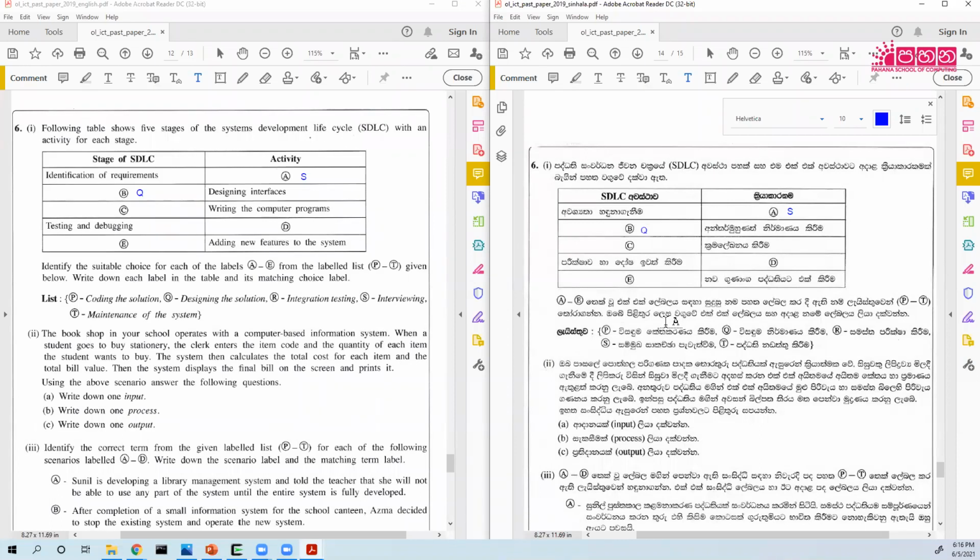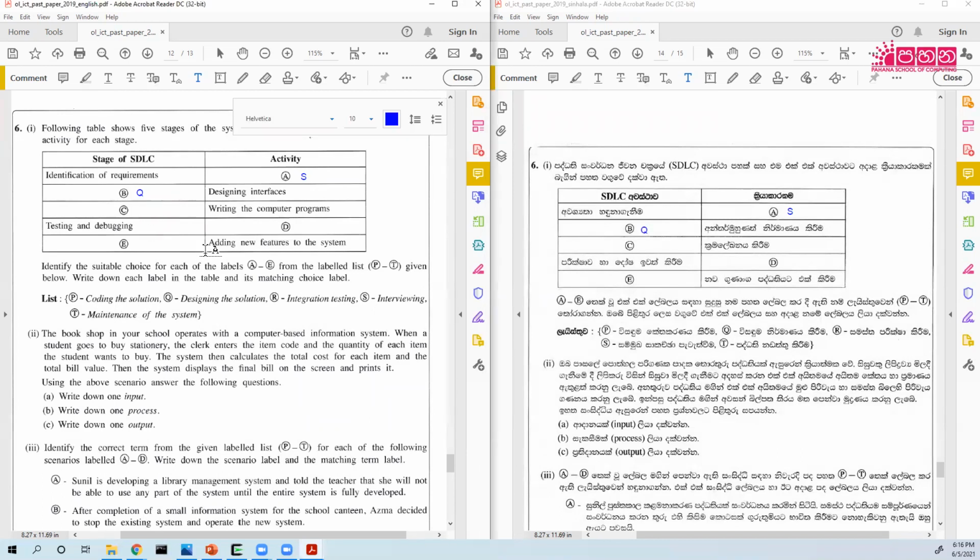Right. Third step. So in the third step, we have to document the activities in the computer program. So after designing the system, what is the next one? Is it coding or is it integration testing? Is it maintenance? So it should be coding the solution. So C, we have to have P.